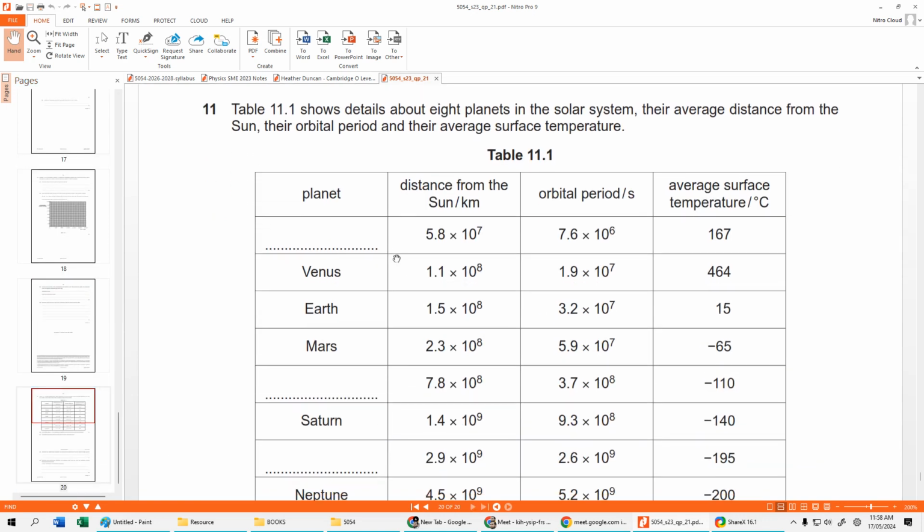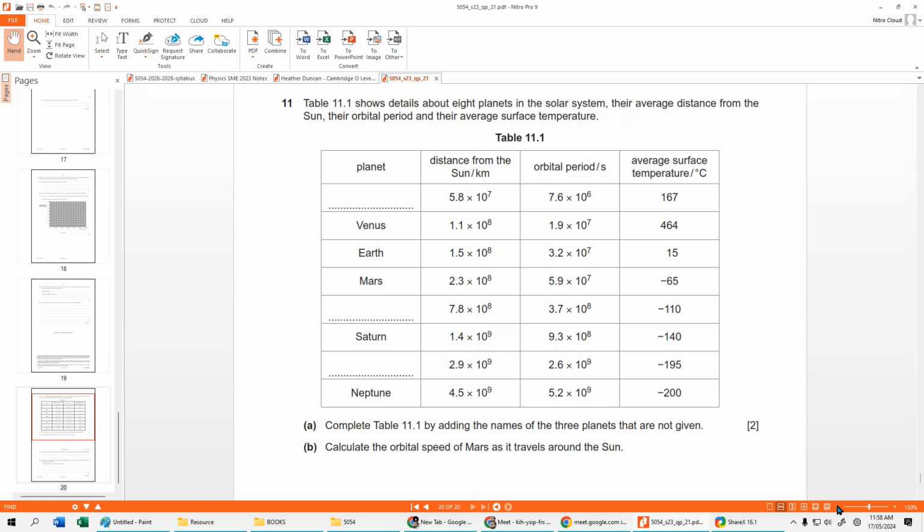Let me zoom out a bit and see. Table 1.1 shows details about 8 planets in the solar system, their average distance from the sun, their orbital period, and their average surface temperature. So the table is given in the question itself. Amazing. Complete table 1.1 by adding the names of the 3 planets that are not given.